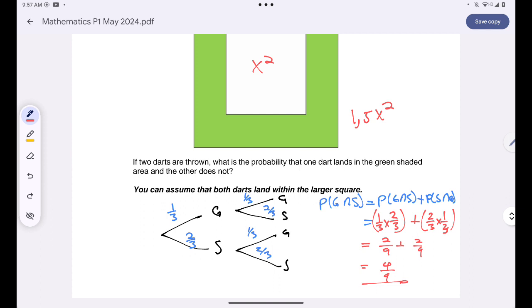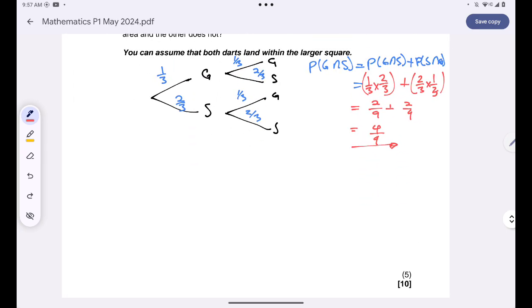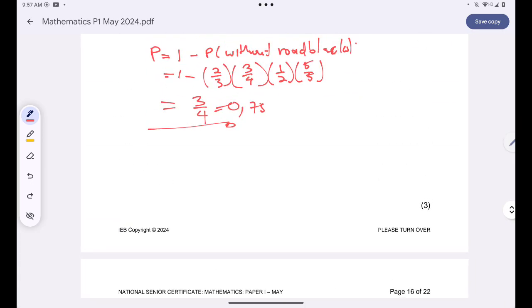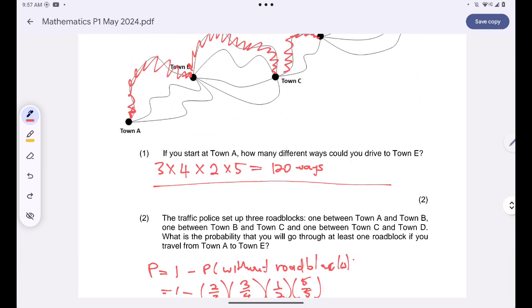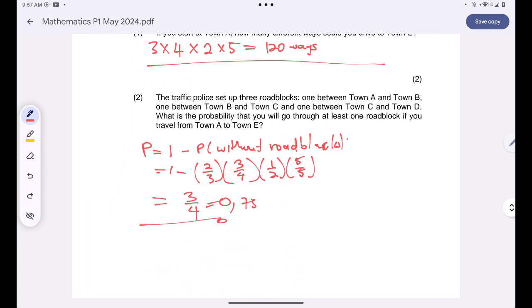What is 4 over 9? 4 over 9 is 0.4444 recurring. So my final answer is just 4 over 9. That's the end of it. With regards to probability, guys, that's how you would have tackled question 10. You can pause and rewatch the video, do it on your own, try to make sense out of it. If it doesn't make sense, just say something in the comment section and I'll try to clarify things even further.